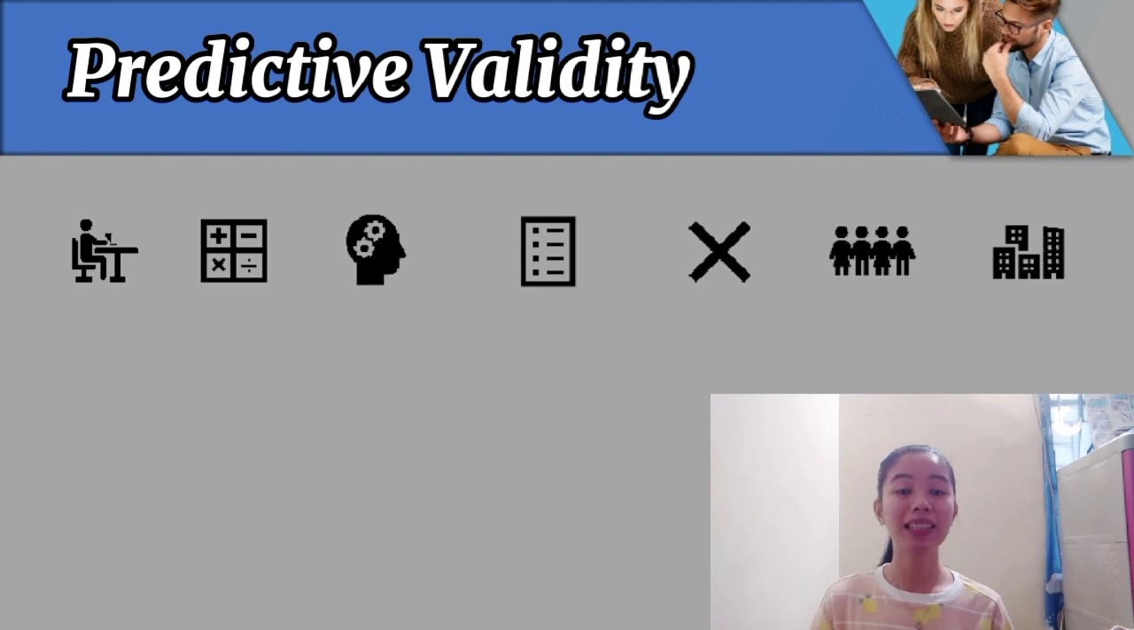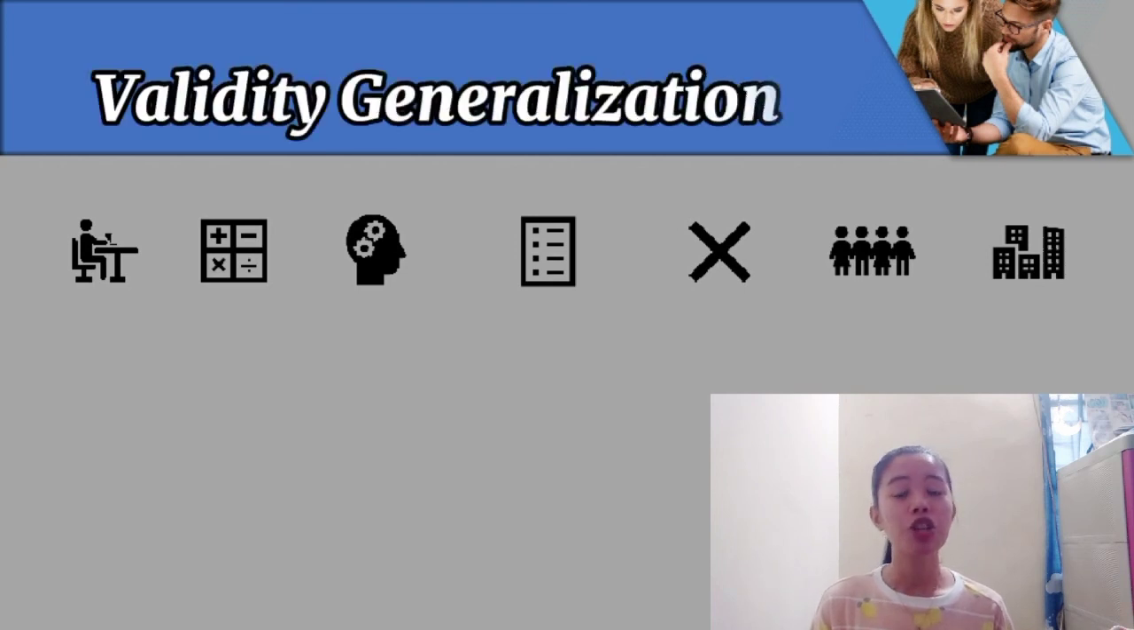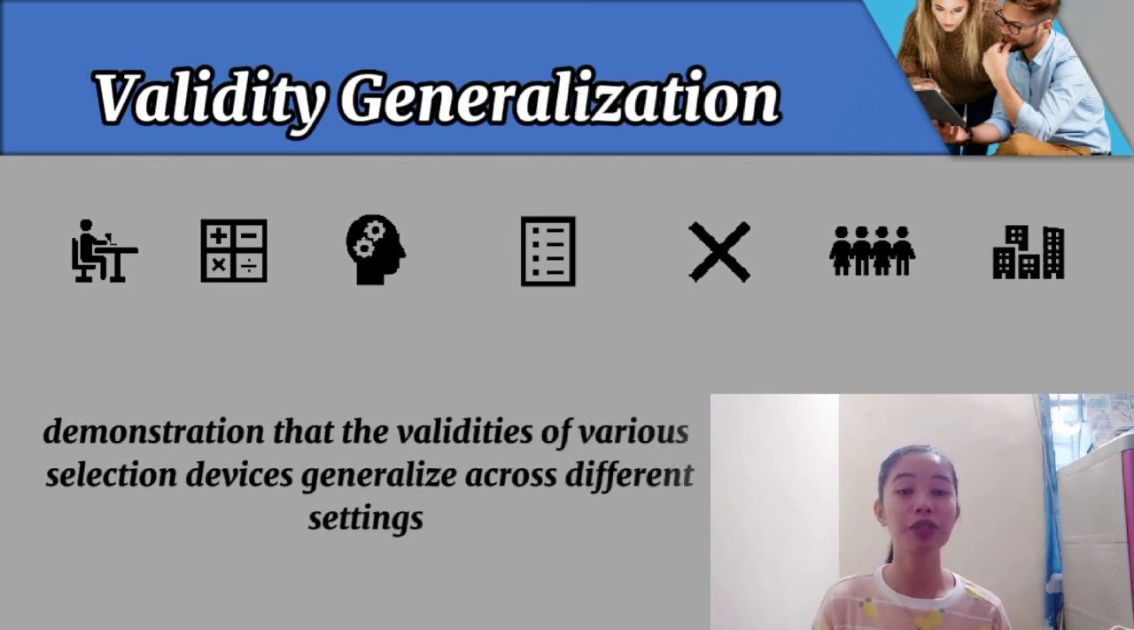So, predictive validity, on the other hand, is if the test accurately predicts what it is supposed to predict. So, for example, the SAT exhibits predictive validity for performance in college. It can also refer to when scores from the predictor measure are taken first and then the criterion data is collected later.